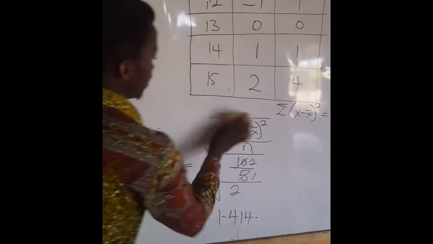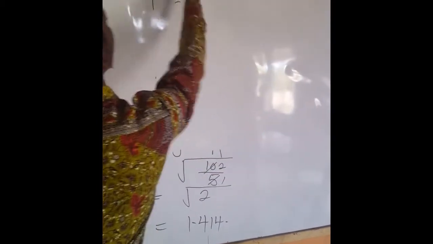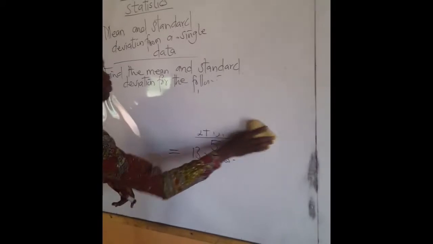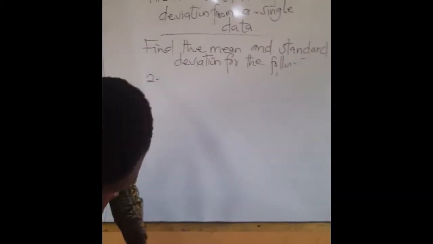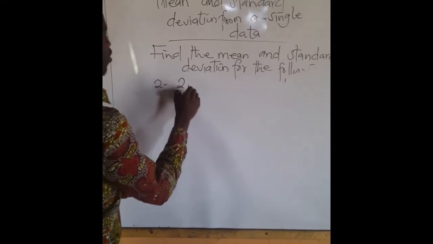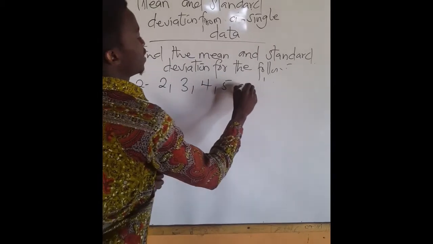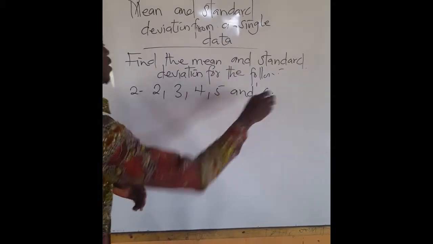Okay. So let's take our second question. So our second question is going to be 2, 3, 4, 5, and 6. So we have to find the mean and standard deviation for this data.